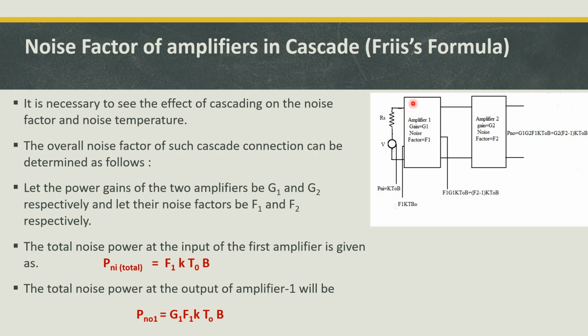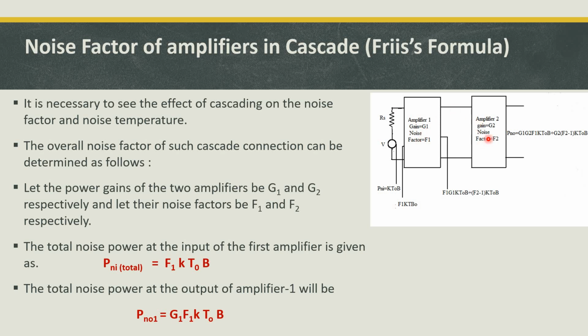So then what will be the output of the amplifier? Obviously multiplying with G1. So Pn0 multiplying with G1, F1 K T0 B. So now this will be the input of the next stage of amplifier. This is the noise due to your source plus amplifier 1.